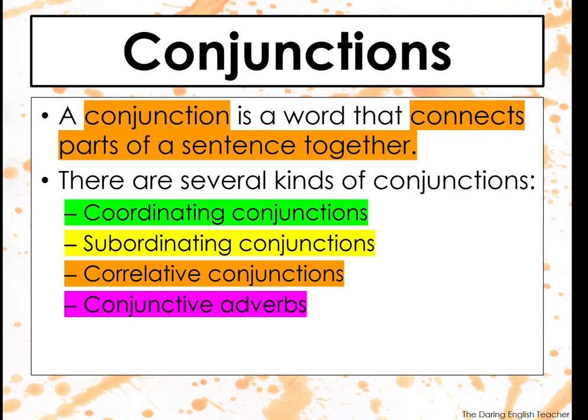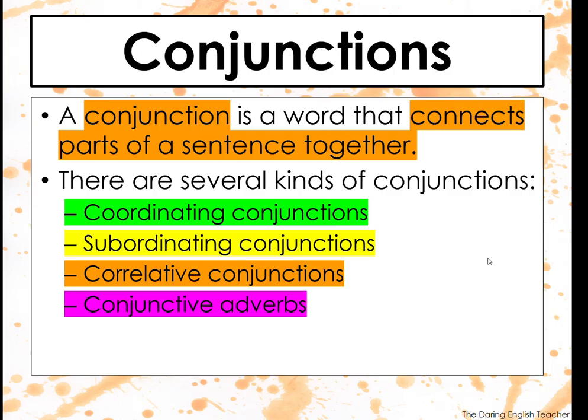So, first things first, make sure somewhere in your notebook you find that page we talked about conjunctions on. Remember, conjunctions are words that connect parts of a sentence together. First one we talked about was coordinating conjunctions, which we put in green. Then we talked about subordinating conjunctions, which we put in yellow. And today we're going to talk about correlative conjunctions, which is going to go in orange.